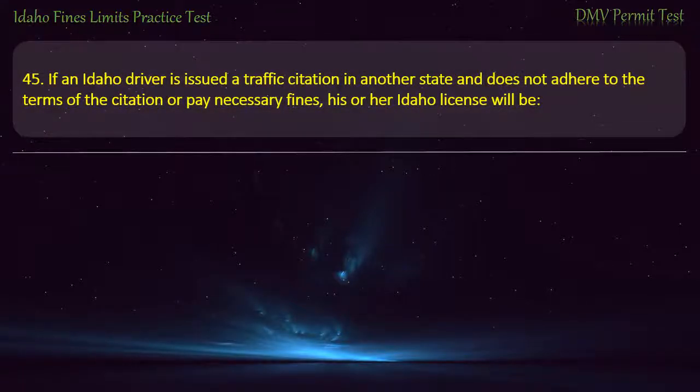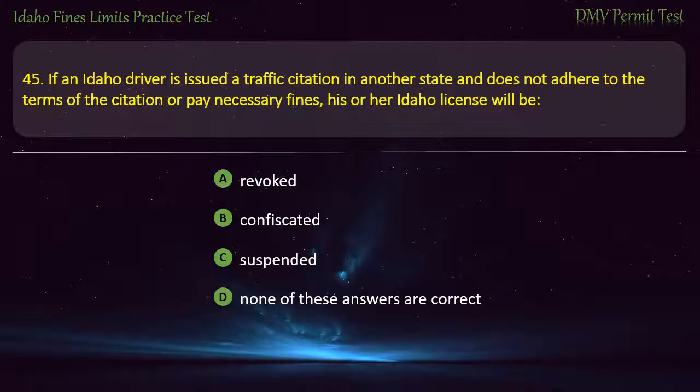Question 45. If an Idaho driver is issued a traffic citation in another state and does not adhere to the terms of the citation or pay necessary fines, his or her Idaho license will be revoked, confiscated, suspended, or none of these answers are correct. Answer: Suspended.